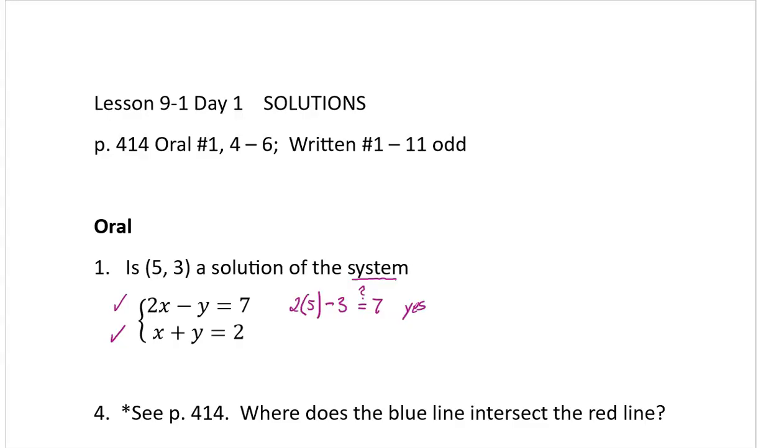Now in the second equation, substitute 5 for x, substitute 3 for y, put the symbol equals question mark, and then a 2. Does 5 plus 3 equal 2? No. Because the ordered pair does not solve both equations, it does not solve the system.